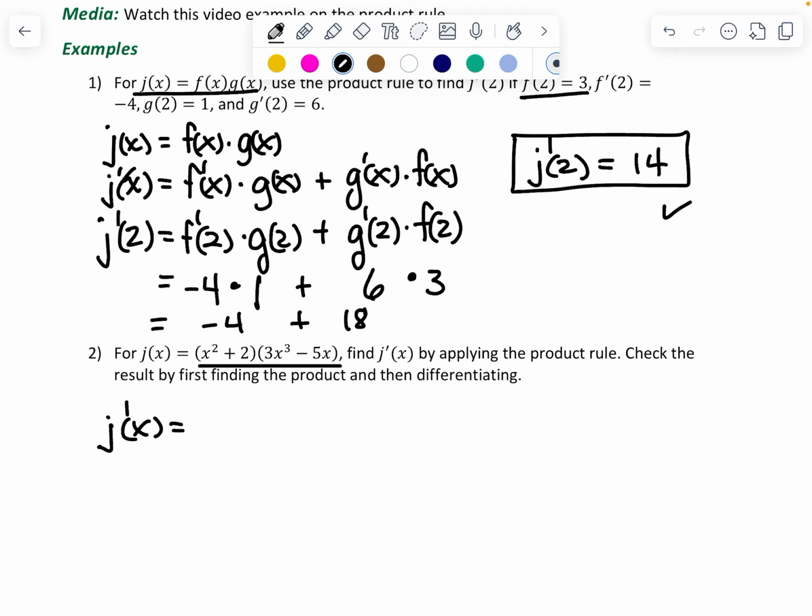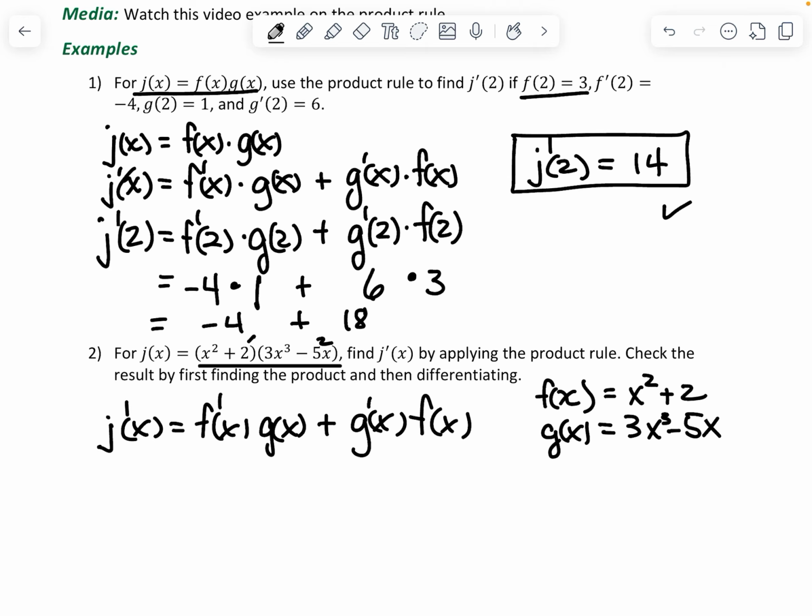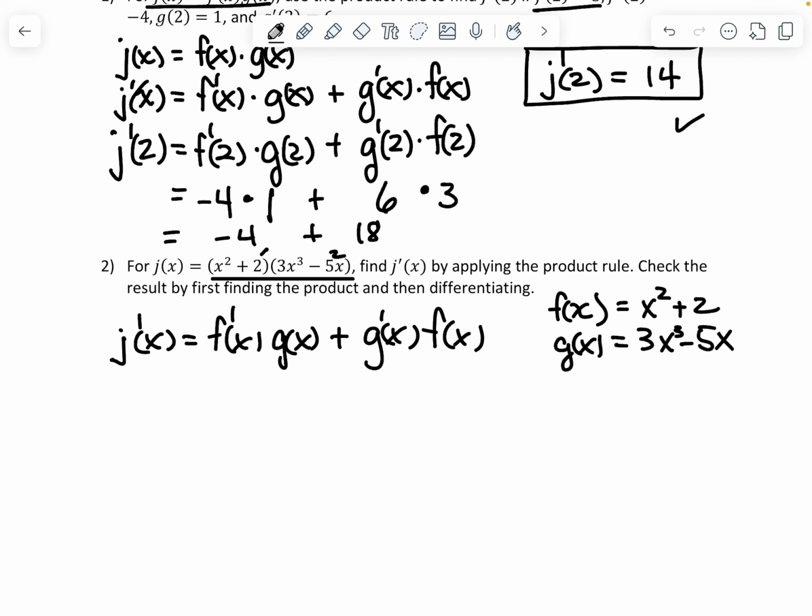So we have j prime of x is equal to, now we have the derivative of the first. Here's the first, here's the second, all right? So we'll say f prime, that's our f prime if I do it like this. If I say f of x is equal to x squared plus 2, and then g of x is equal to 3x cubed minus 5x. So I'm going to do it like this: f prime of x times g of x, plus g prime of x times f of x.